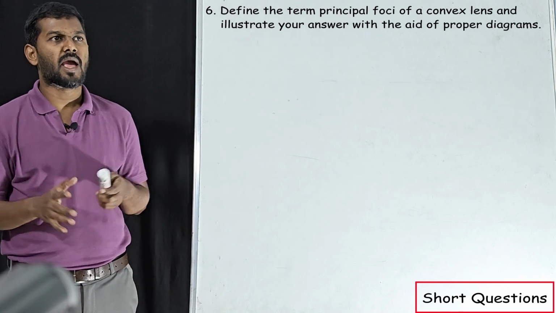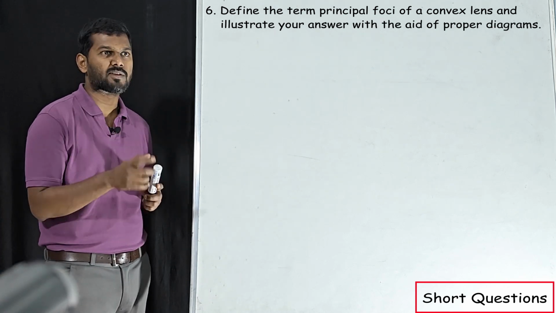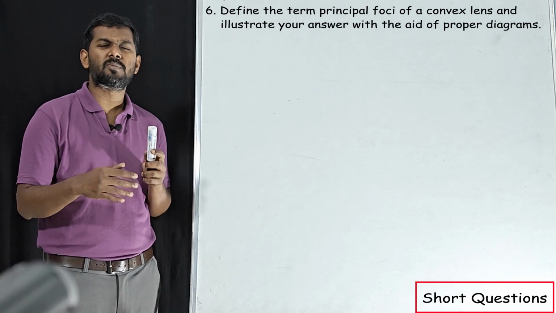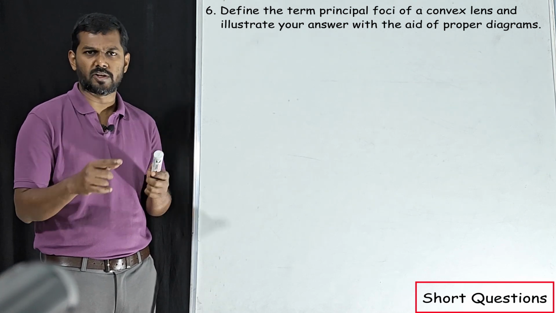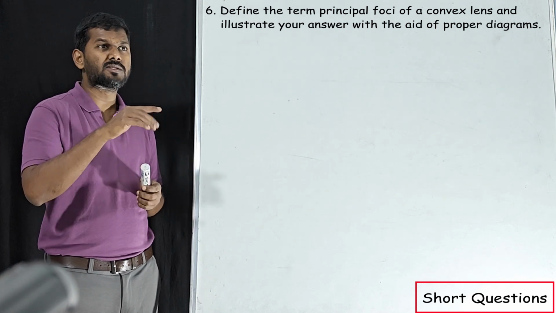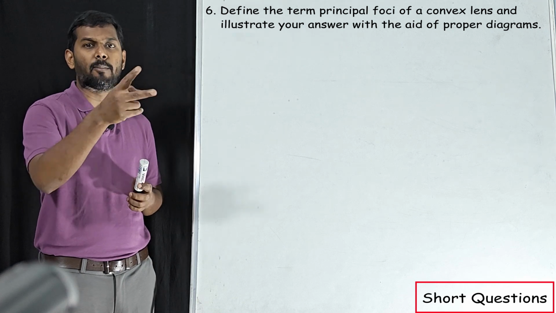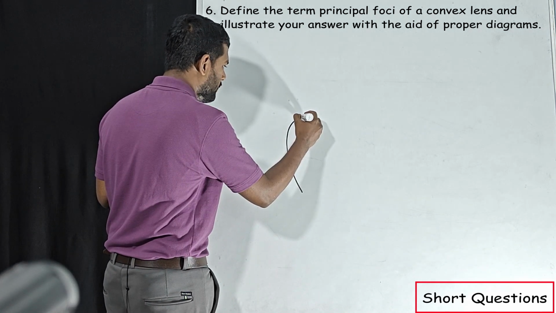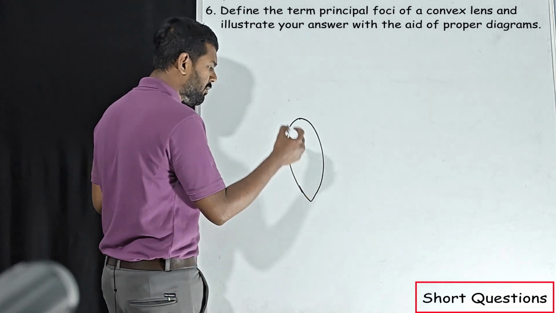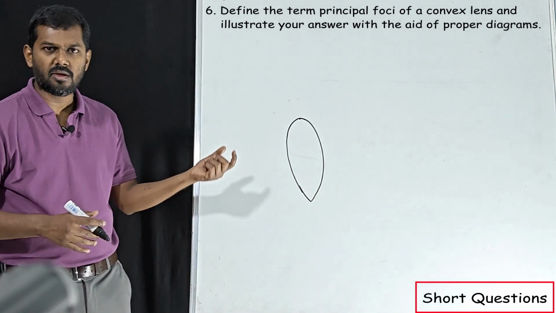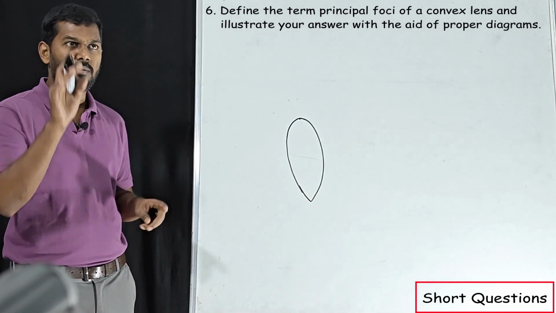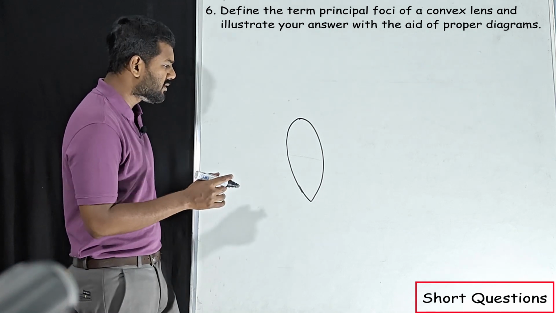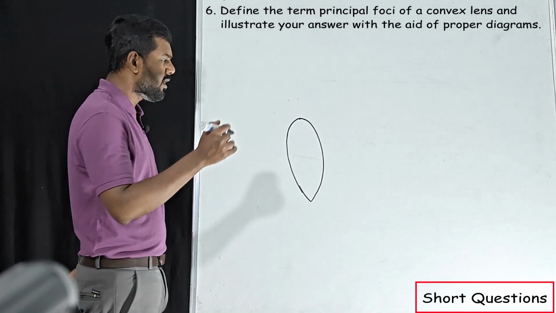Our next question, define the term principal foci of convex lens and illustrate your answer with the aid of proper diagrams. They are especially talking about convex lens. What do you mean by principal foci? Principal focus we know, capital F. Principal foci, that means two capital F's. Whenever you take a convex lens, or they are talking about a convex lens, you can take convex or concave, anything is fine based on the question.